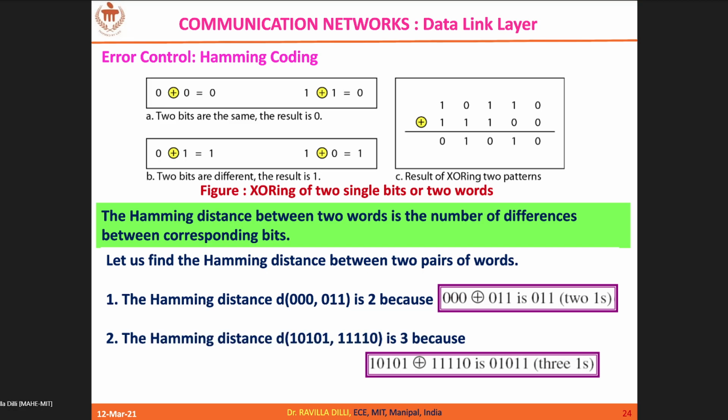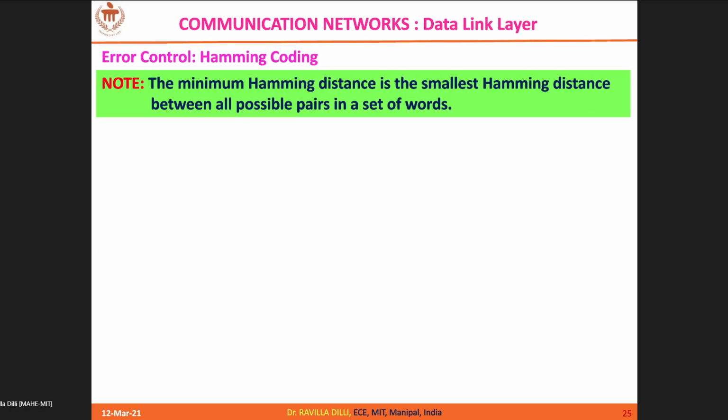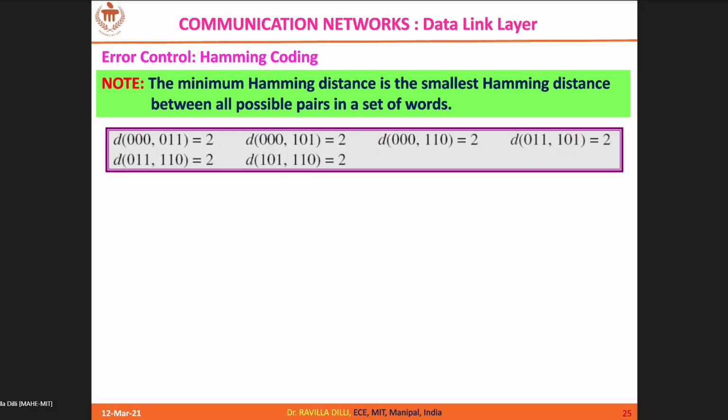Let us see here, 000011, the result is 011. The number of ones in this result is 2, so the Hamming distance is 2. Like that, in the second example, 10101 and 11110, XOR, you get 01011, where the number of ones is 3, so the Hamming distance is 3. So like that, I am defining the Hamming distance.